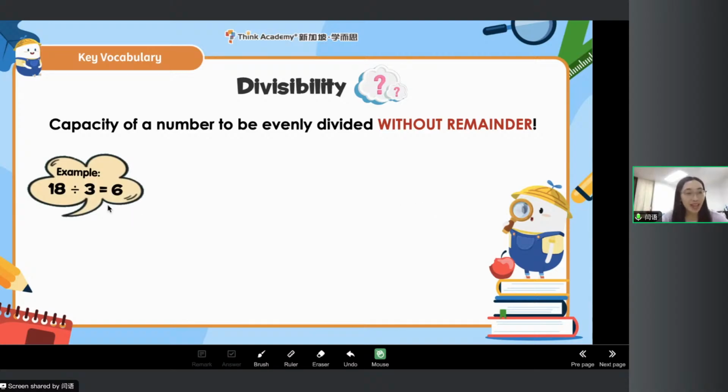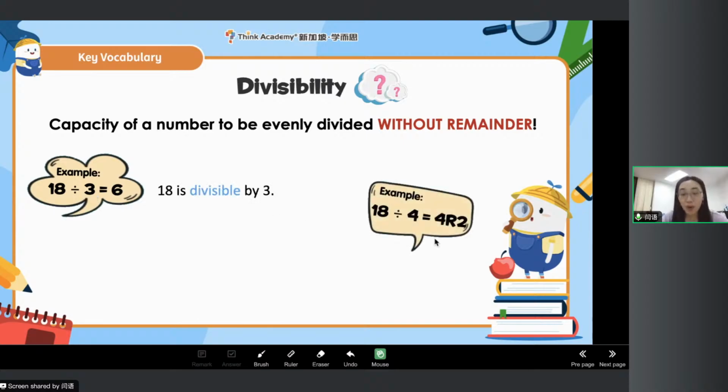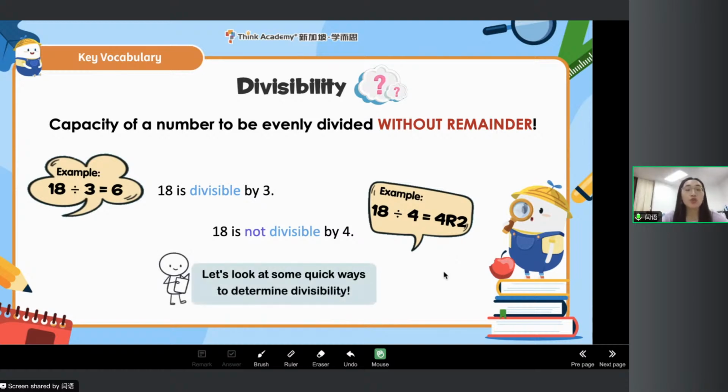So for example, 18 divided by 3, the quotient is 6. So we can say 18 is divisible by 3. And then 18 divided by 4, you will get 4 remainder 2. So in other words, we can say 18 is not divisible by 4. Okay? So here, let's move on to some divisibility rules.